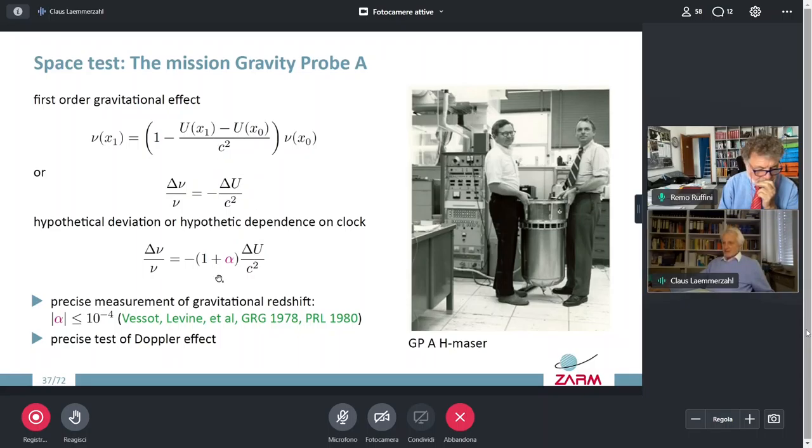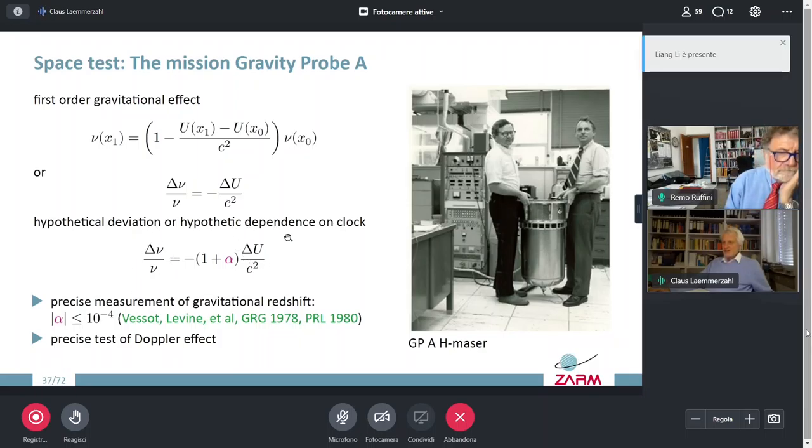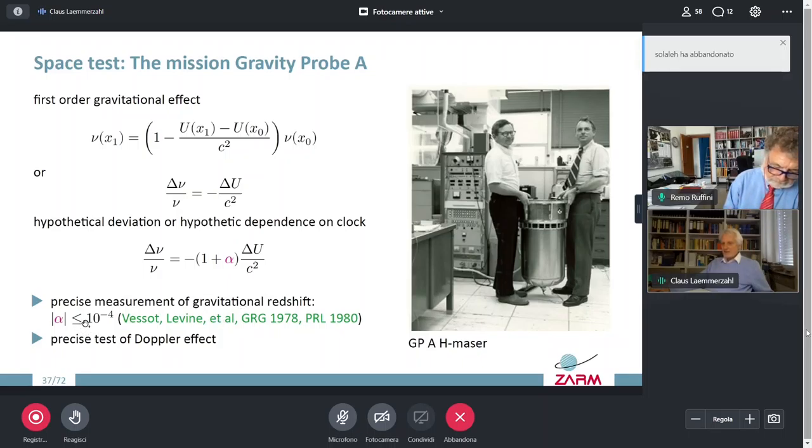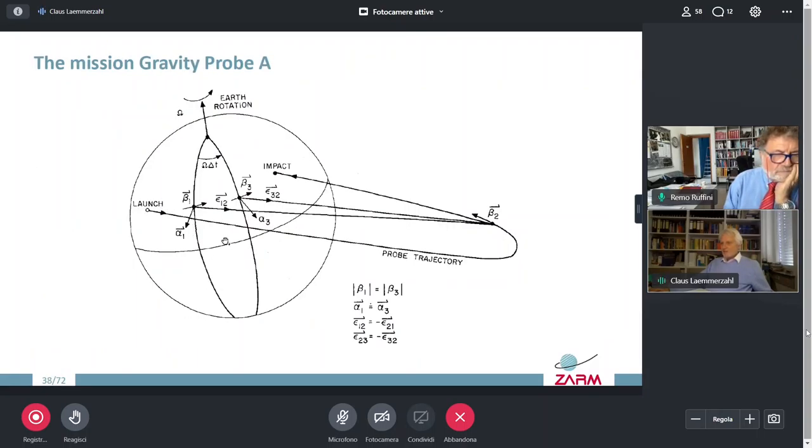Here, the test was about the alpha. The relative change of the frequency is related to the potential difference of the Newtonian potential. The question is whether this is true for all clocks, or whether this is constant. So we are looking for an alpha. This first space test by Vessot and Levine gave a result of 10 to minus 4 as an estimate for alpha. It was just one parabolic flight of 10,000 kilometers height, and during this flight the hydrogen maser in the rocket was compared with the hydrogen maser on the ground, and this led to the result.